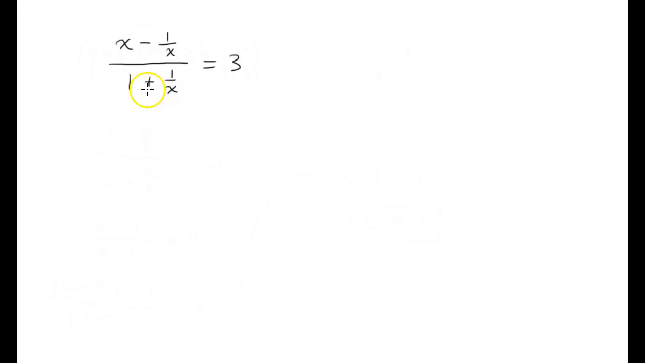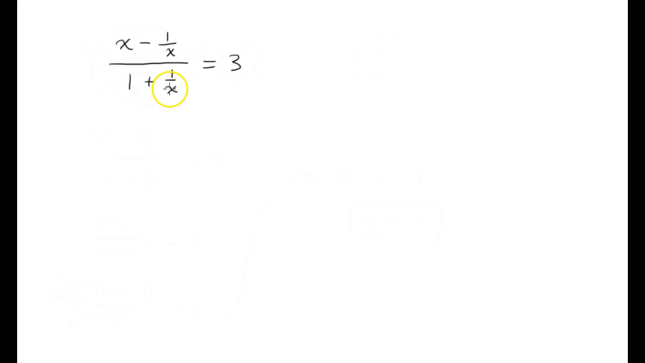In this video, I'll be solving an equation that has a complex fraction in it. We have x minus the fraction 1 over x, and that is all in the numerator, which is over 1 plus the fraction 1 over x, and that all equals 3. Well, we're going to start by just simplifying this left-hand side.